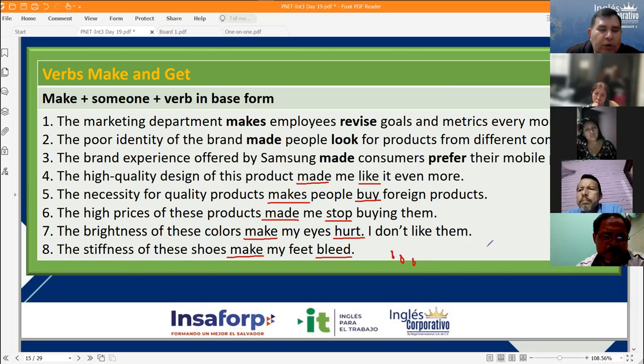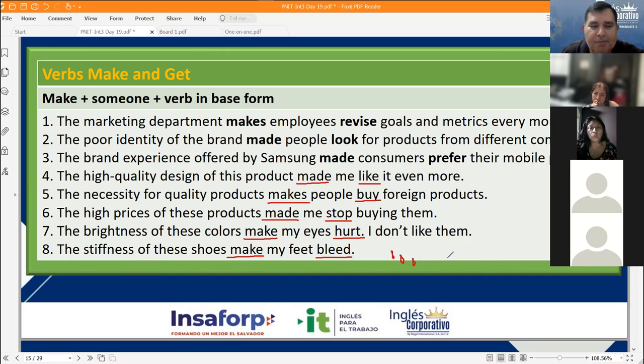We will say el rigor, but we don't, the correct form is el rigor de estos zapatos. But we don't say like this. We say lo tieso de estos zapatos, right? Lo tieso, zapatos tiesos. They are not flexible. The inflexibility of these shoes makes my feet bleed. Duros. Stiffness means inflexibility.